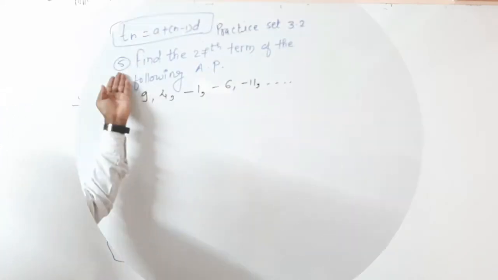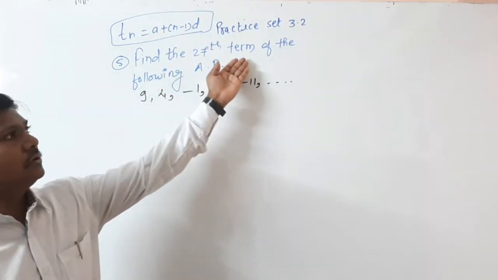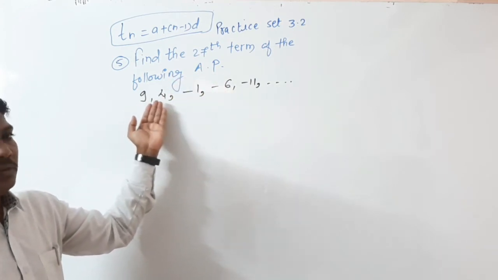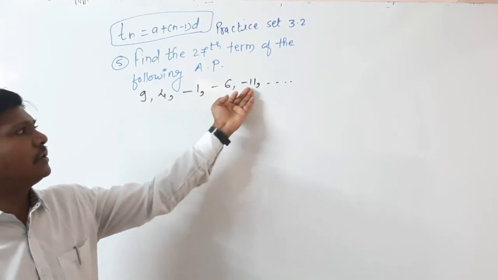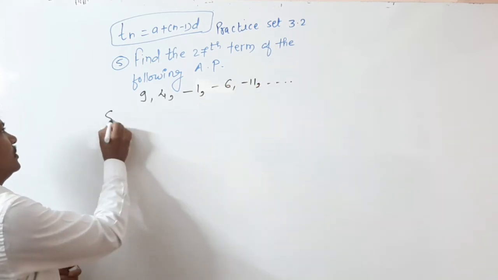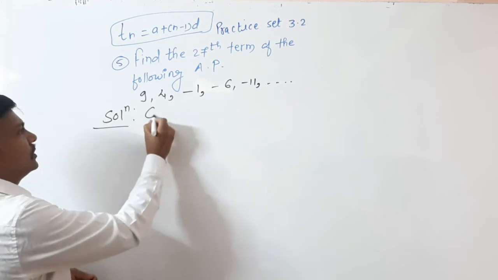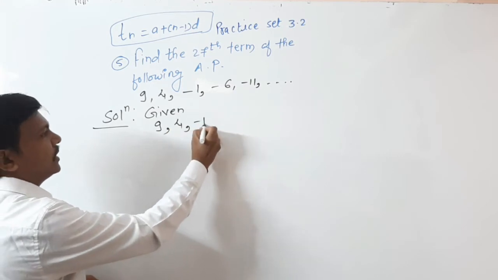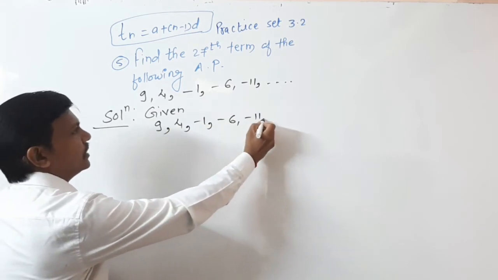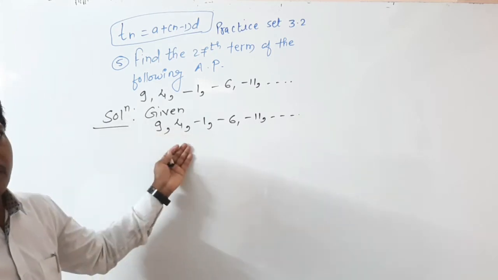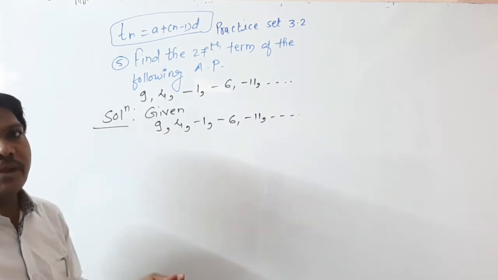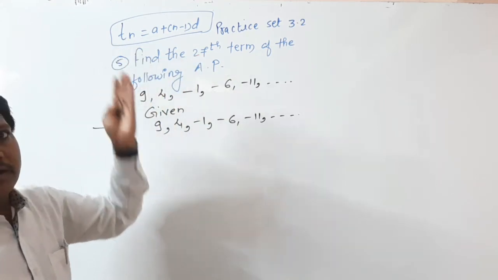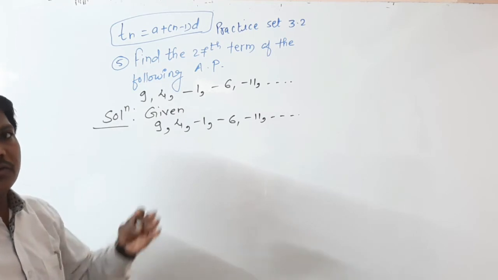Question number 5. Find the 27th term of the following AP. So arithmetic progression is given: 9, 4, minus 1, minus 6, minus 11 and so on. So here first we write given. So given is 9, 4, minus 1, minus 6, minus 11 and so on. So from this given, first we write the first term and the common difference, and n is 27, and then apply this formula Tn equal to A plus (n minus 1) into D.